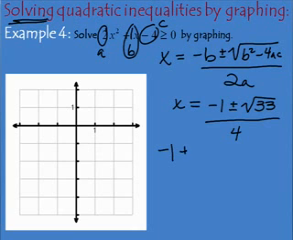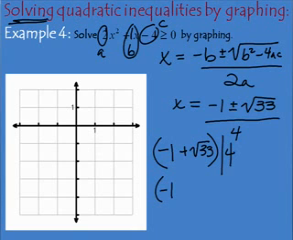So I'm going to take -1 plus the square root of 33, and I've got to put all of that in parentheses and then divide it by 4 and see what I get in my graphing calculator. And then the next thing I'm going to do is take -1 minus the square root of 33 divided by 4, and see again what I get in my graphing calculator.